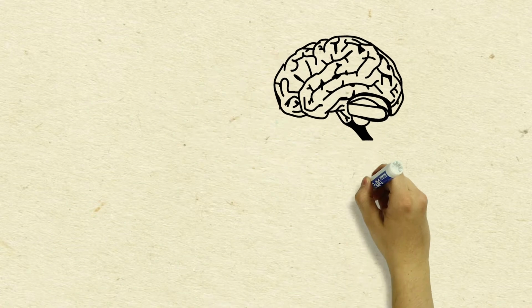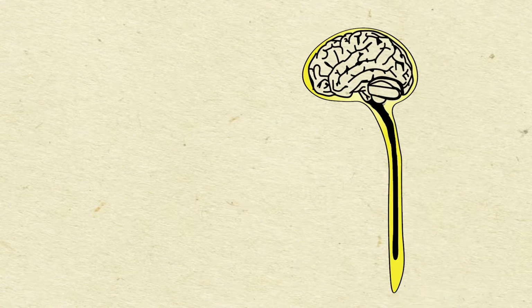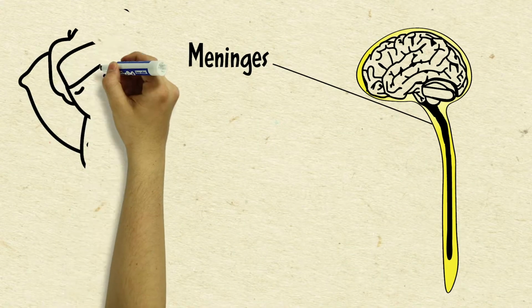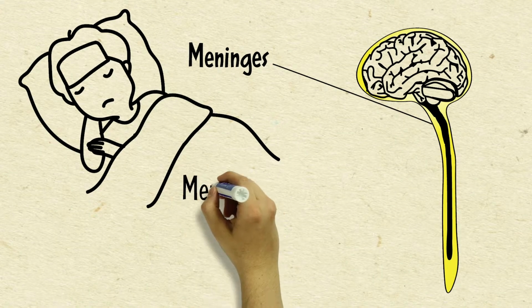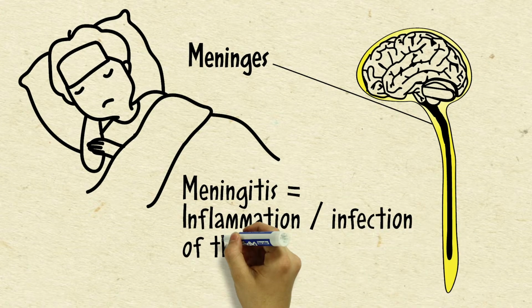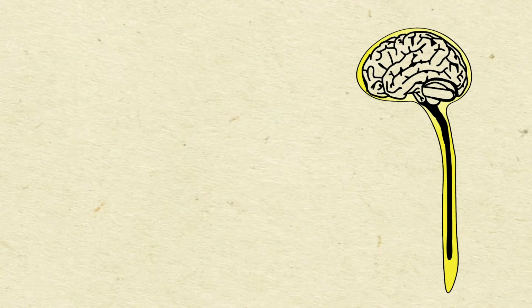As you may know, the brain is connected to a spinal cord, and these structures are surrounded by a sac. You've probably heard about this sac before. It's called the meninges. It's made up of several layers. You may have heard of children and adults getting meningitis. That's inflammation and infection of the sac that lines the spinal cord and brain. And often we do this procedure to look for infection in meningitis.